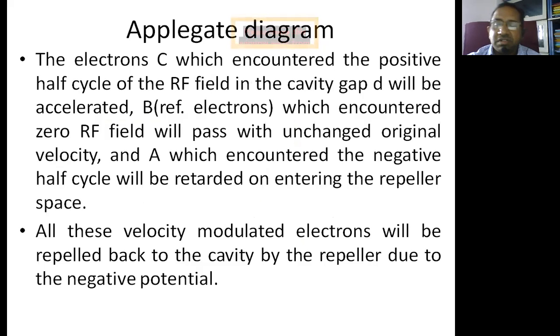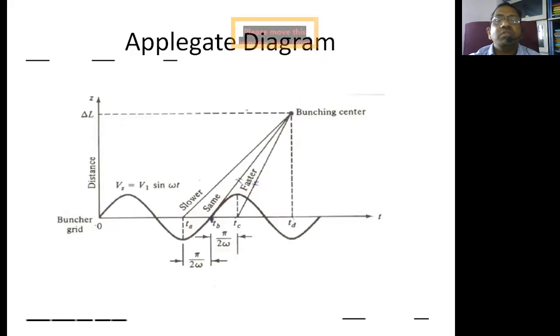See, using the Applegate diagram, what explanation can we give? We have just now discussed three types of electrons. One is the reference electron. B is known as the reference electron. A is known as the early electron. C is known as the late electron. So with these three electrons, we are going to have the following.